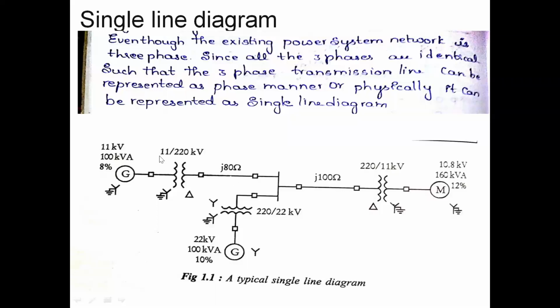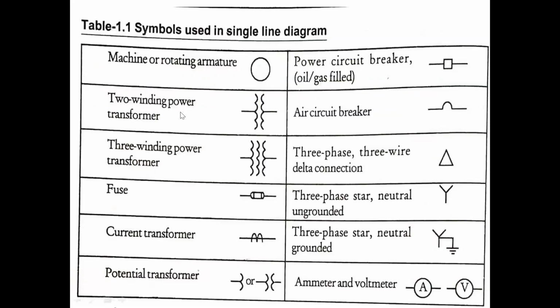Therefore, how are we going to draw this single line? First of all, to draw the single line, you have to know some symbols, how we represent the elements of our power system in a single line diagram. If we have any rotating machine, it may be an induction machine or a synchronous machine, it will be represented by a circle.